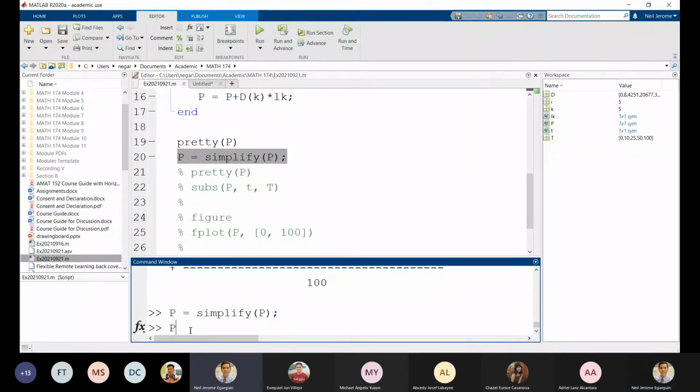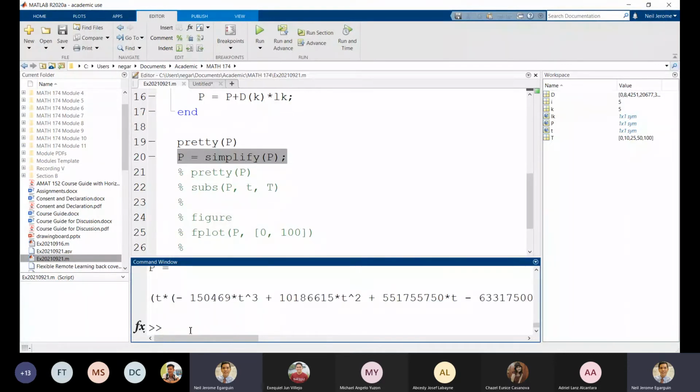Okay? So ibig sabihin na perform niyo na lahat ng simplification na pwedeng gawin. Or if you're not comfortable with this form, pwede nyong ipakompute yung pretty P. Command window ko na lang siya gagawin. Type pretty P sa command window. Hit enter. So you see, mas maganda ba yung output?